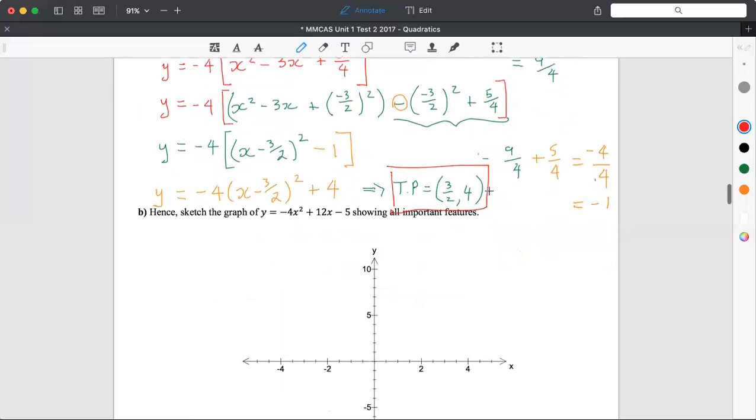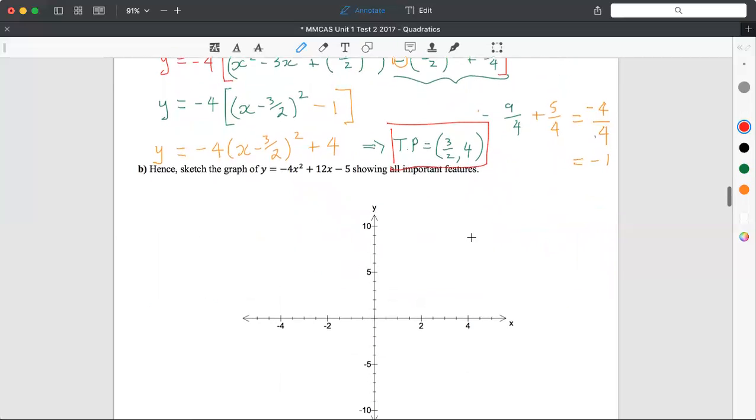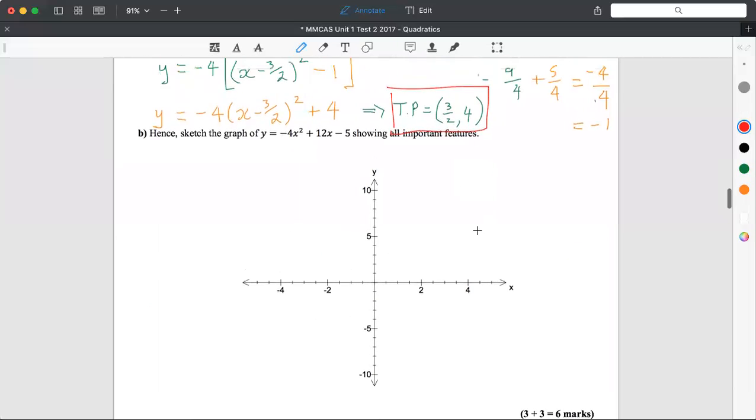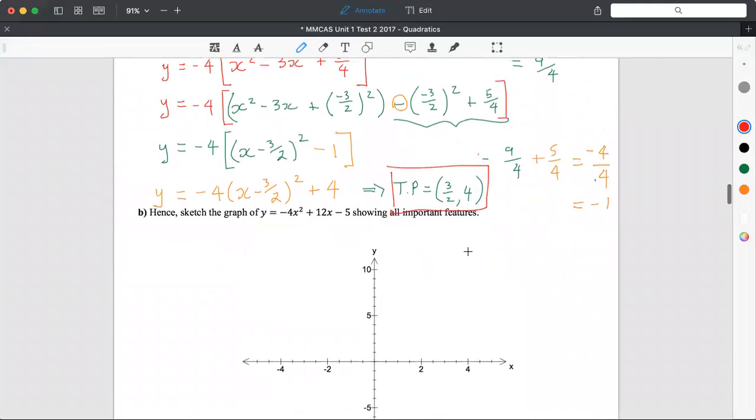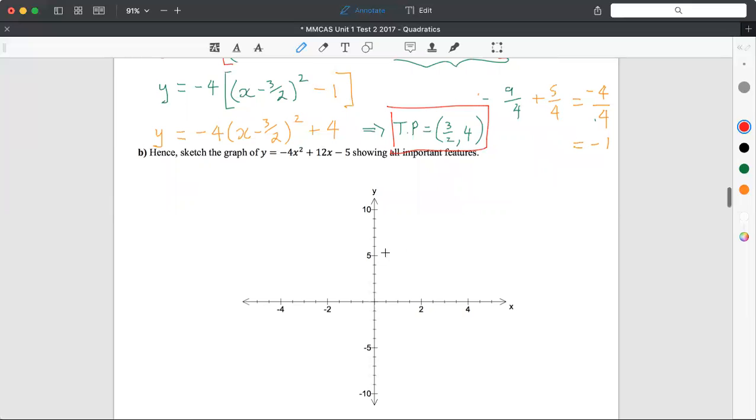Now what it wants us to do is to sketch it. But we've done all the hard work, so that's not too bad. We know the turning point, which is the main thing. So the turning point is at 3 on 2. Well, that's 1.5, so I reckon that's there. And at 4, so I reckon that's there. So there's the turning point.